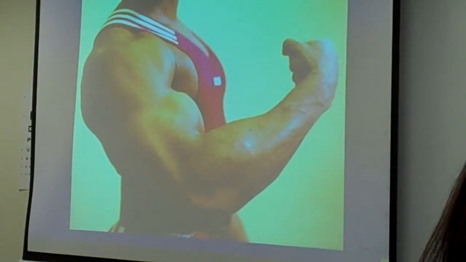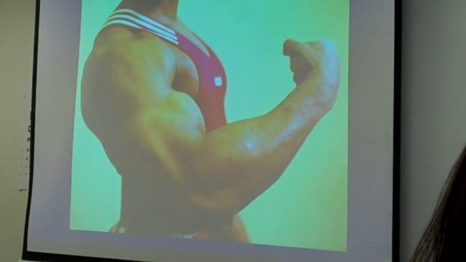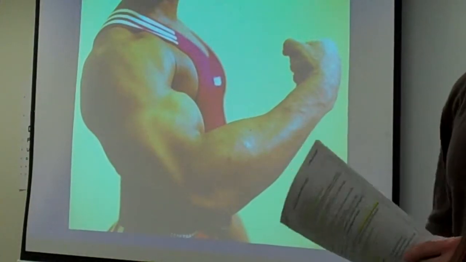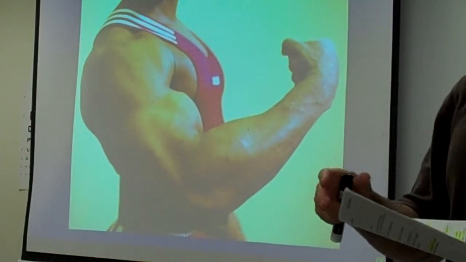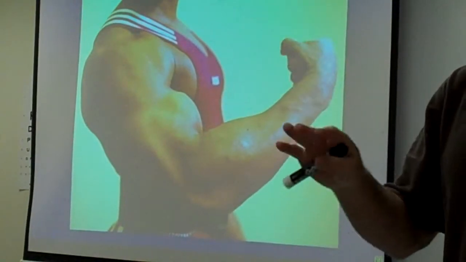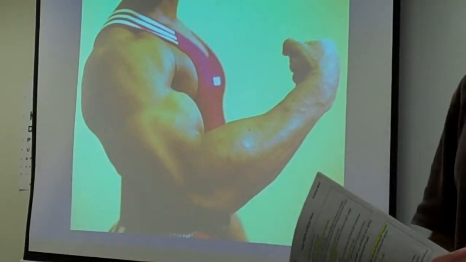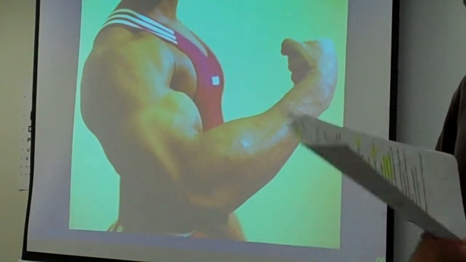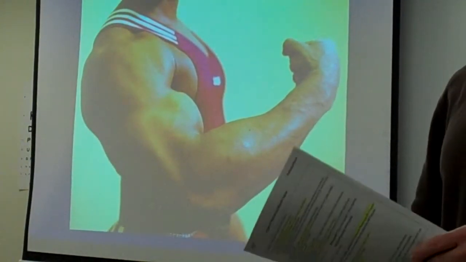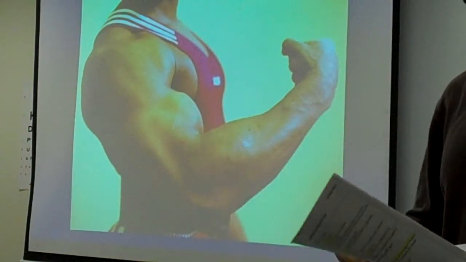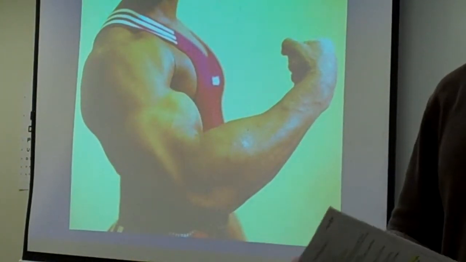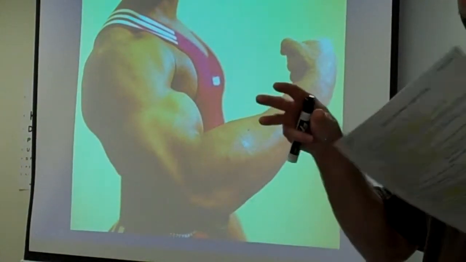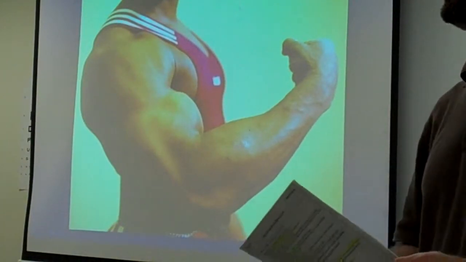And how do fast twitch fibers respond to stress? They increase in size. The diameter gets bigger. And if you have a bigger diameter, then that means you can pack more myofibrils in that muscle fiber. And that's the theory behind hypertrophy. Not that you increase the number of muscle fibers in the muscle belly. You take the muscle fibers you already have and you make them bigger. You make them bigger by packing in more myofibrils.